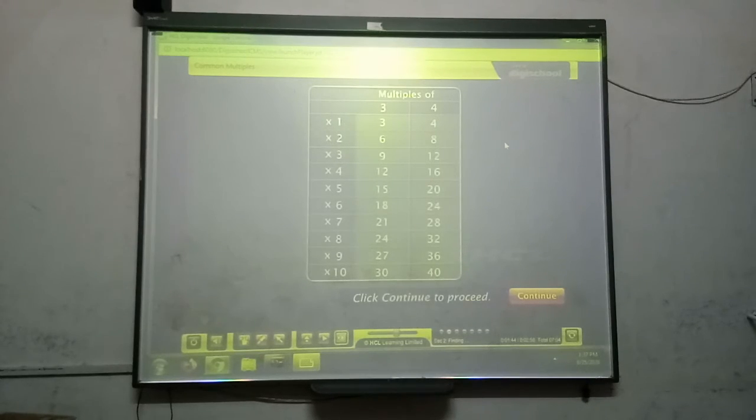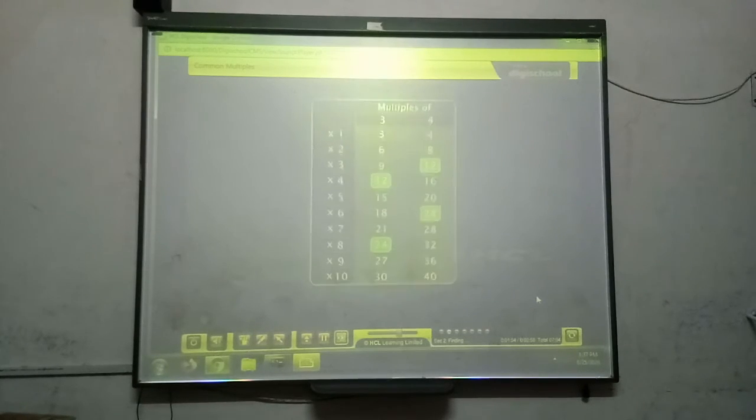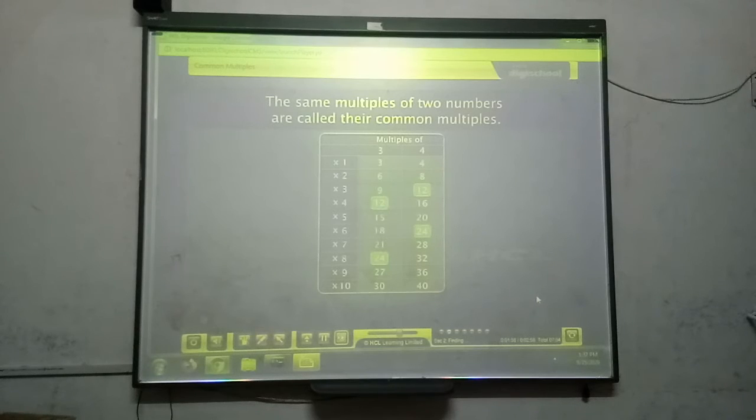Okay students, let's continue. Yes, in fact, there are 2 such numbers. The first number is 12 and the second number is 24. The same multiples of 2 numbers are called their common multiples. So, 12 and 24 are common multiples of the numbers 3 and 4.